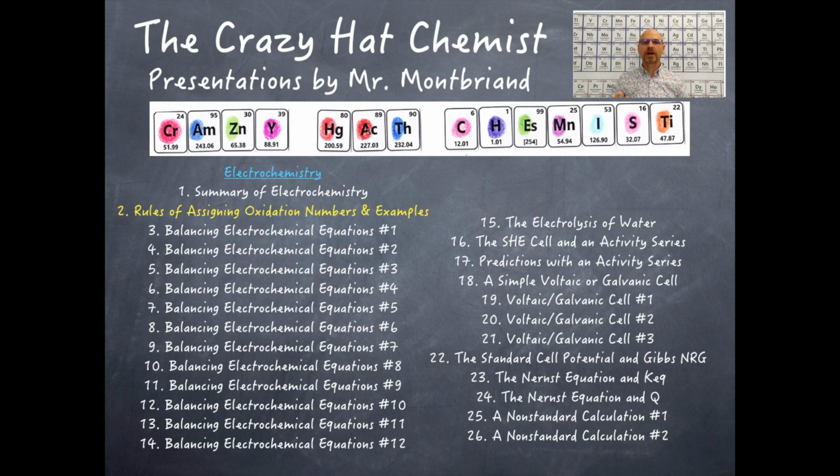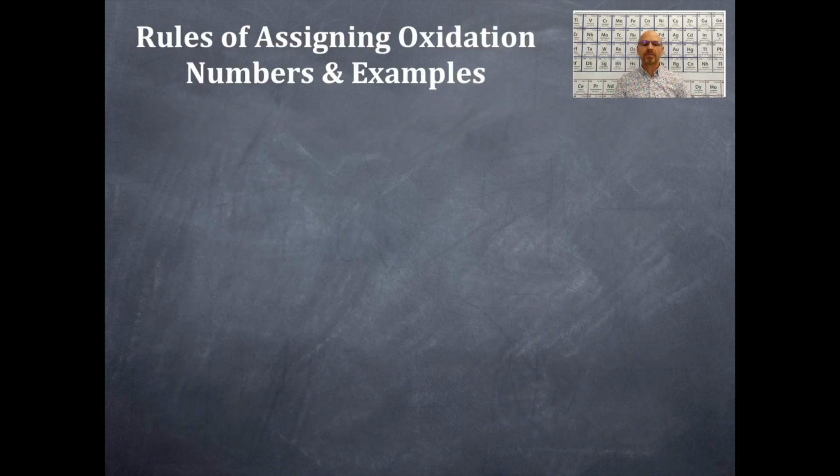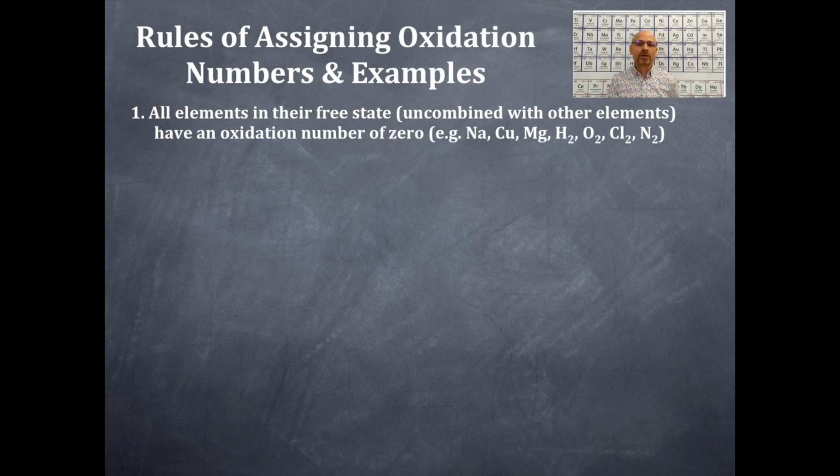So another video here on electrochemistry. So let's get moving. So today we are talking about what? Rules of assigning oxidation numbers and some examples following. Okay, so here are the rules for assigning oxidation numbers.